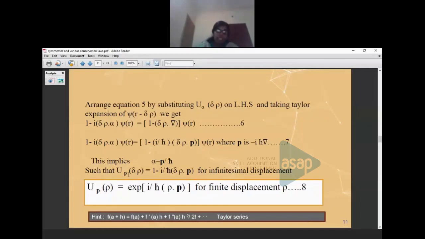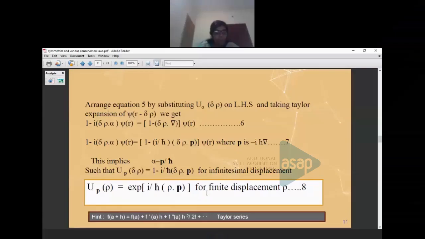Now this can be written, to revert back to the exponential, as approximately equal, because it's a big series, but we'll take the first two terms. So when you are taking a finite displacement, remove this delta, you simply write U_P(ρ) equals exponential of −(i/ħ) ρ·P for finite displacement. Now this is the analysis we have done.